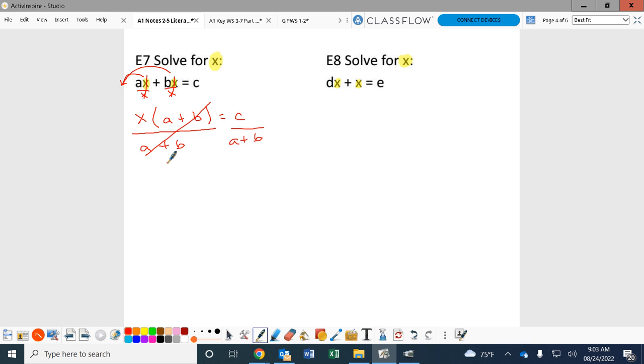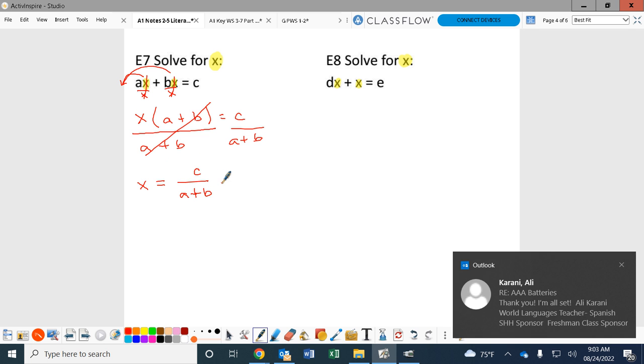Which is going to make it x equals c over what? A plus b. Now, a plus b is very different than ab. I heard somebody say that. It's okay, but be careful. That's different. C over a plus b. You got to have that plus there.